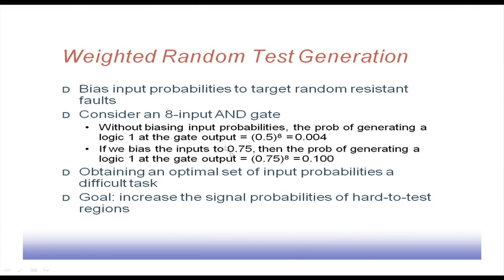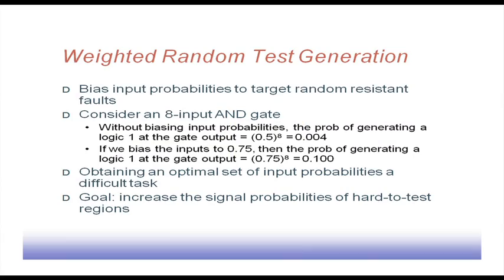By changing this input probability, we can force certain gates to go to a particular logic value. The chance of going to a particular logic value will increase. However, obtaining an optimal set of input probabilities is a difficult task. That is the first thing. The analysis that we have shown is for a very simple AND gate, but if it is a complex circuit and we want to do this for all the points in the circuit, then getting optimal input probabilities will be difficult.